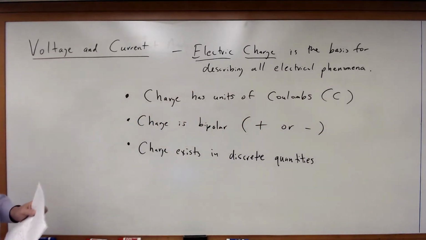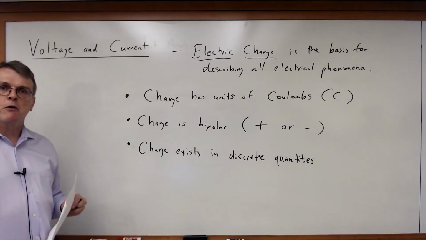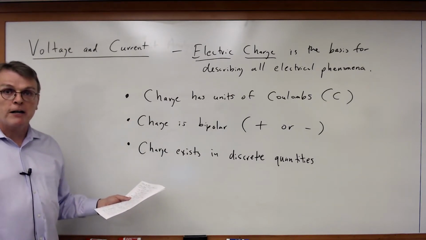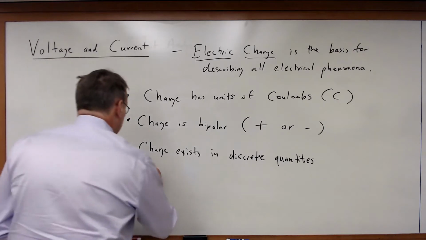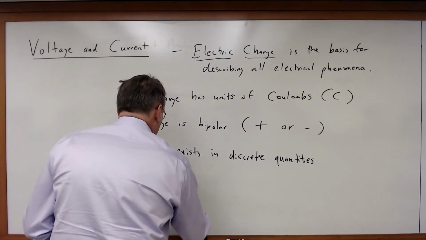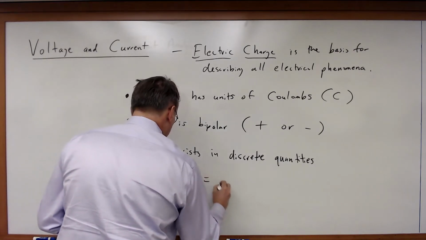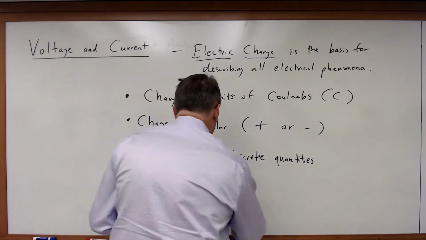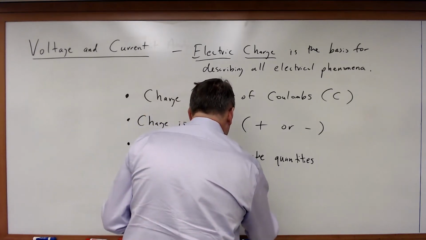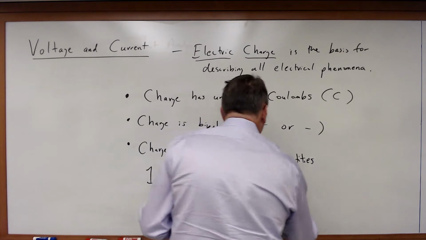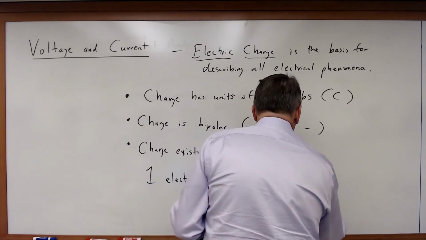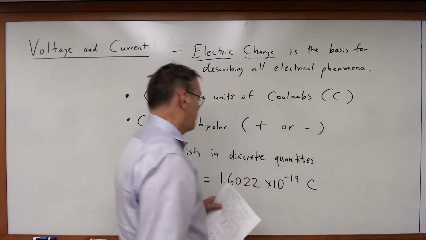What is the smallest amount of electric charge you can have? It's the charge on an electron. And one electron, by definition, has a charge of 1.6022 times 10 to the minus 19 coulombs.